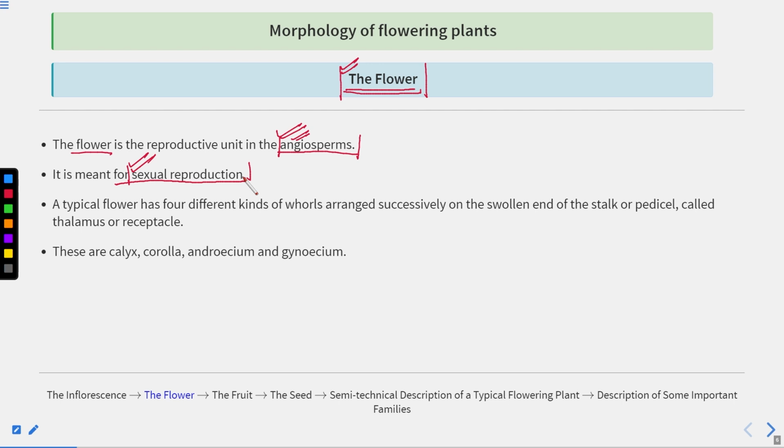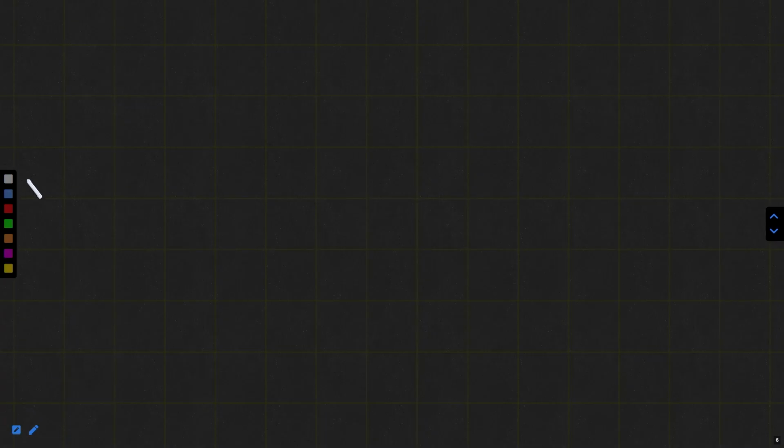A typical flower has 4 different kinds of whorls. Very important. You can see 4 whorls in any flower, arranged successively on the swollen end of the stalk or pedicel called the thalamus or the receptacle. So you can draw here on the blackboard any typical flower.